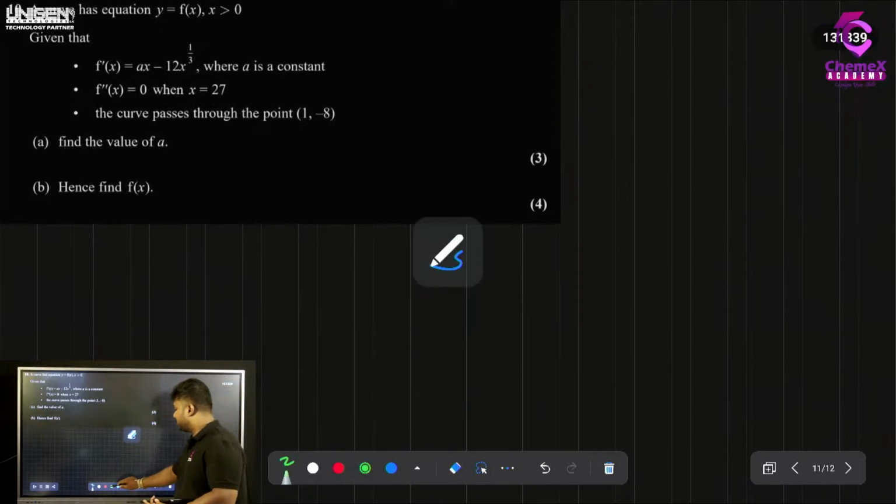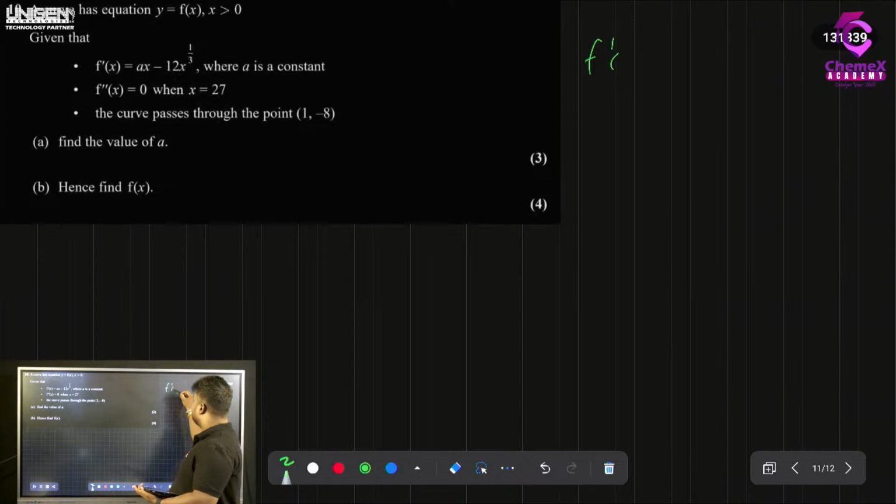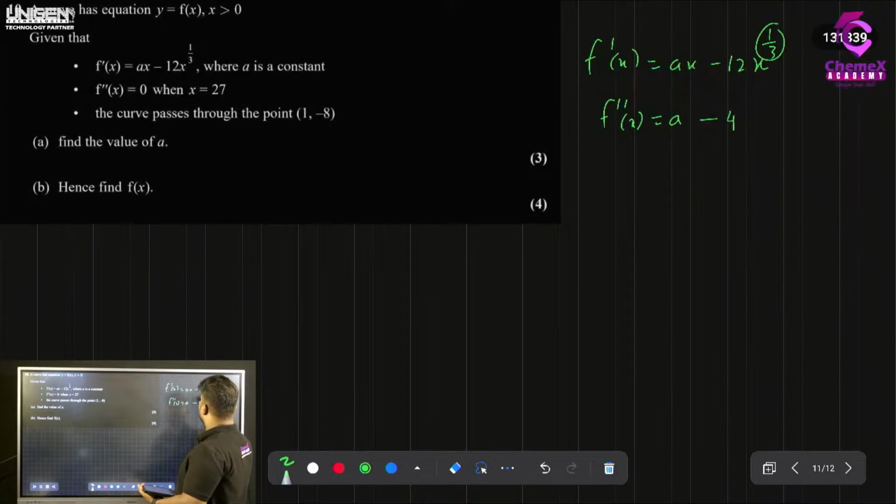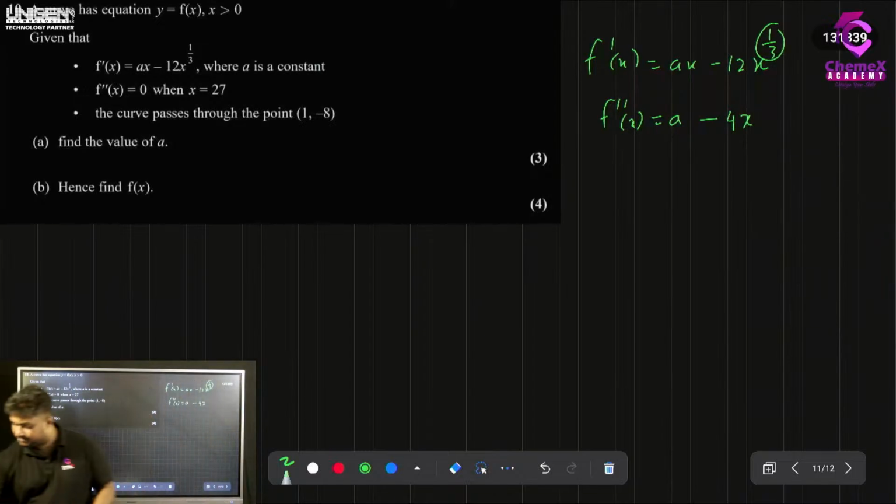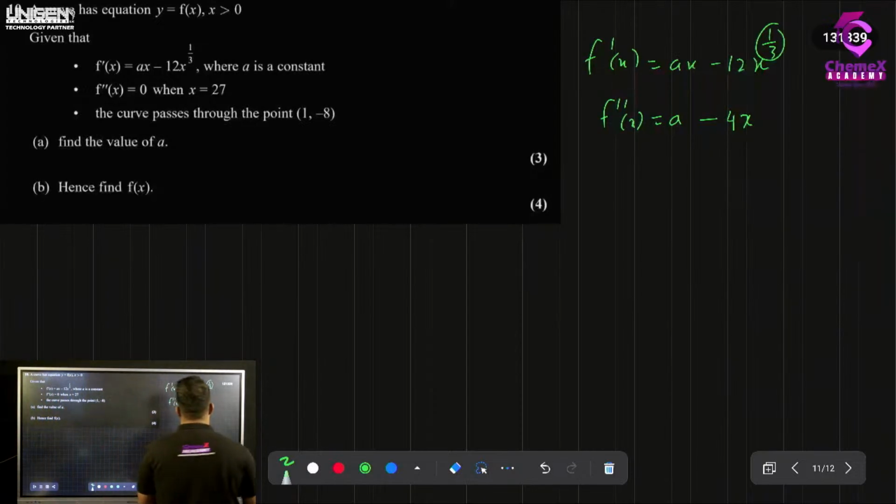Okay, I'll just do it from the beginning. F dash is given now. It's given as ax minus 12 x to the power 1 over 3. What is f double dash? Can you say? It's a minus 4 x to the power, what's 1 over 3 minus 1? Minus 2 over 3.